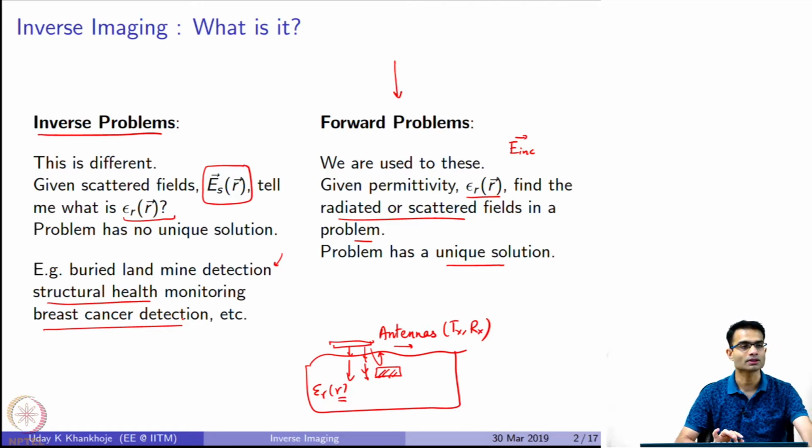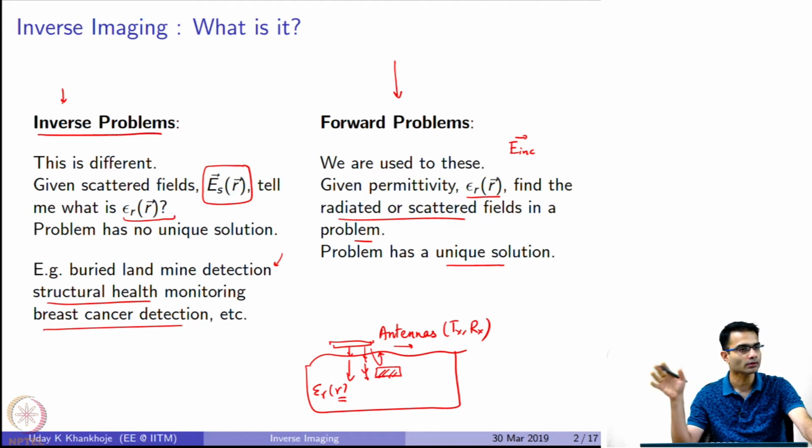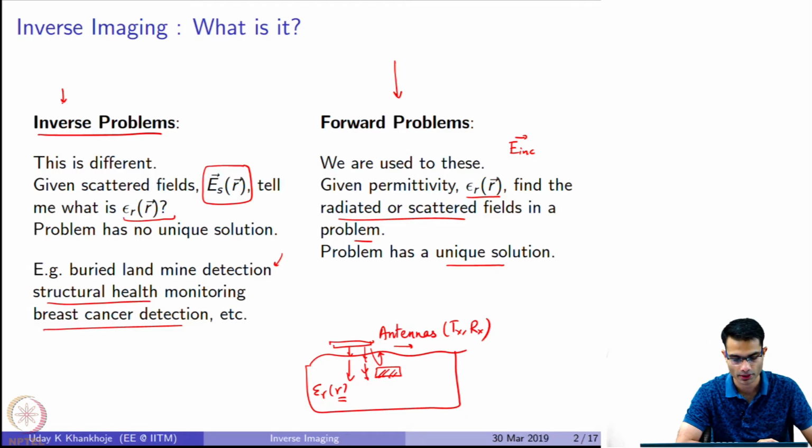Okay, so is the setup clear? What is meant by inverse imaging? Right, inverse because it's an inverse problem. Imaging because we want to get an image of permittivity, and the permittivity may be complex. Doesn't matter. I'll get a real part and I'll get an imaginary part. So that's what inverse imaging is.